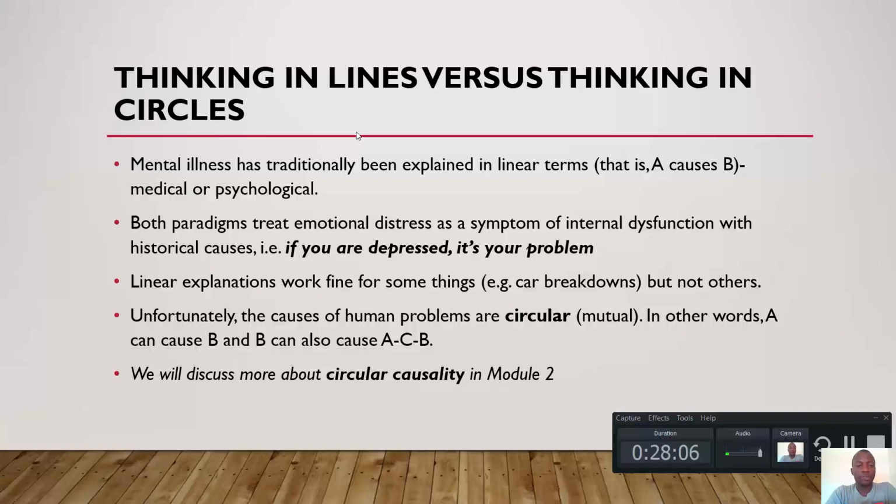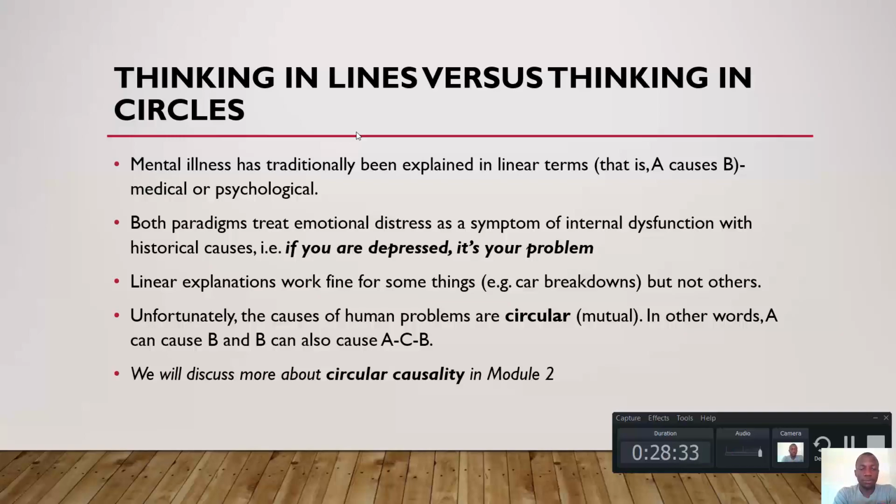And so human relationships or human problems don't work like that. They are circular or mutual. In other words, A can cause B, and B can cause A, and A can cause C, and C can also cause A. So there is no A causes B, and if you find a solution to B, A will be the solution to B or something like that.